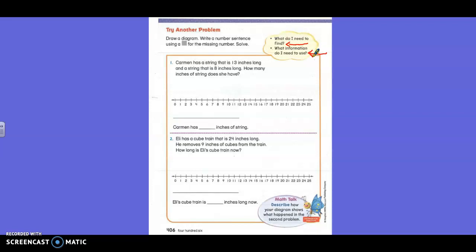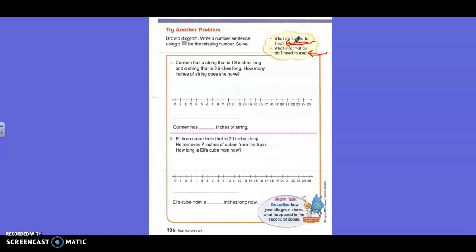Okay, we want to know how many inches of string she has. What are we trying to find? Everyone? What do I need to find? The answer. No, what is the question that they want you to find? How many inches of string does she have? So what are we trying to find? How many inches of string does she have?